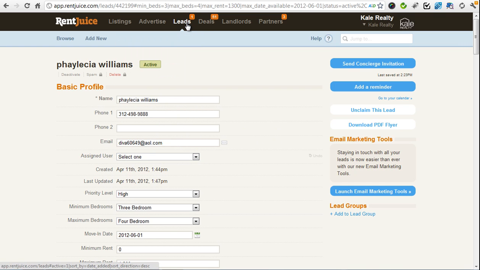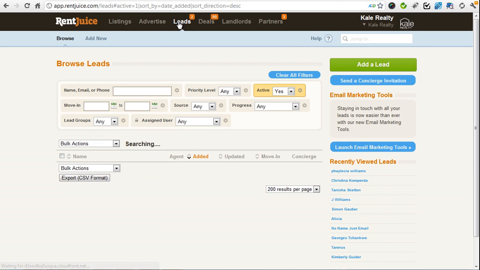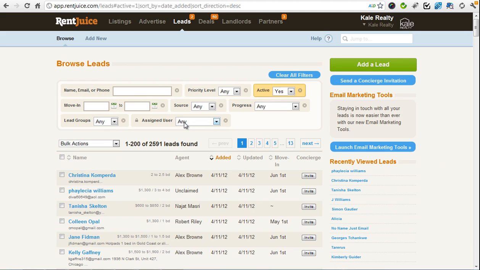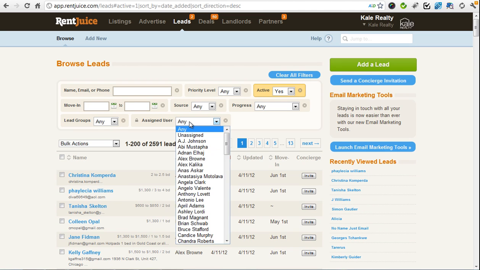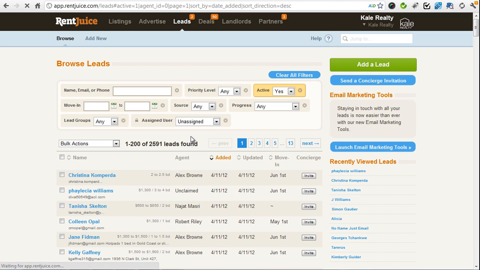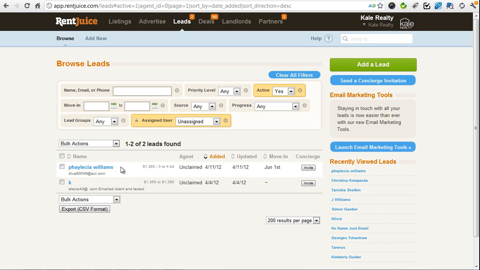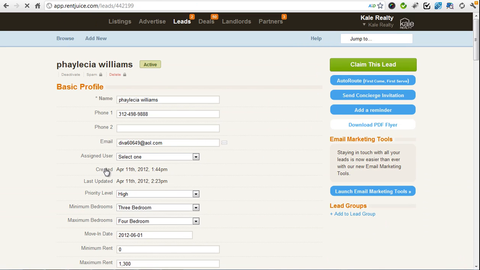So when you log into RentJuice, one of the first things you can do is click on the Leads tab. And then you can change assigned user to unassigned. And that's going to pull up all the unclaimed leads. Now we know that this one's actually Jonathan's. I'm going to reassign it to him. But you should go through these each time you log in and just see there might be a good lead that someone just unclaimed that just happened to be in an area that they don't want. So I'm going to go ahead and reassign this before I forget.